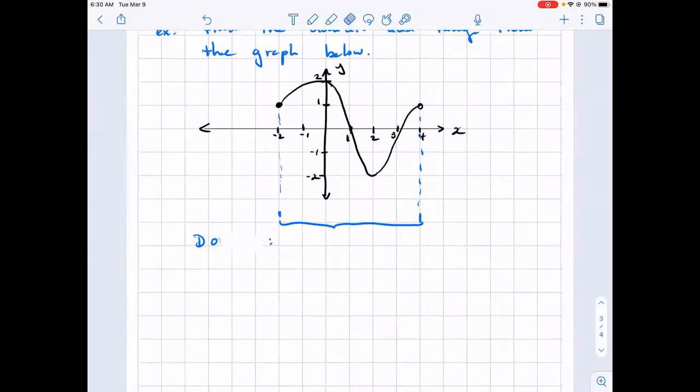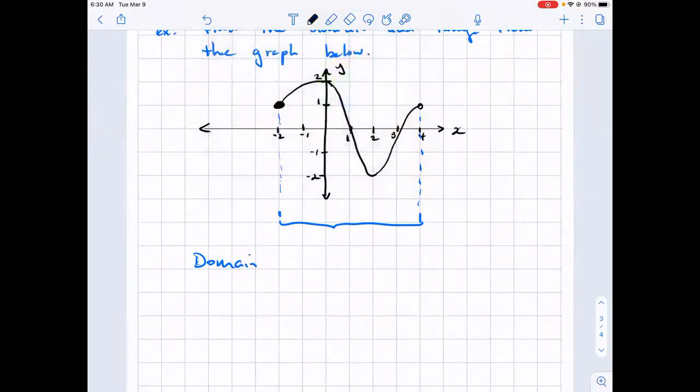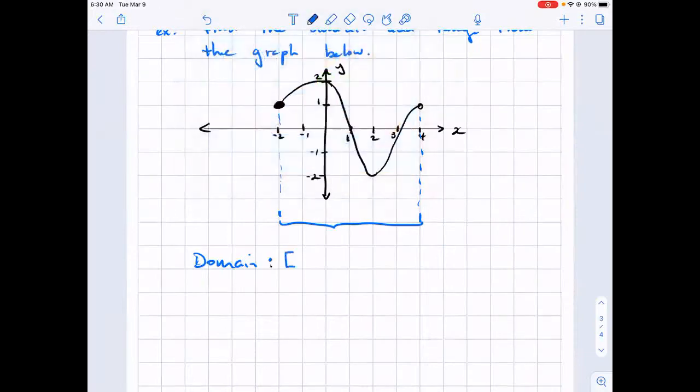So the domain here, now we have to be careful. Notice that this point here is a solid dot. So that means we have from -2, comma, all the way up to 4. But if you notice, this is an open circle. So we have 4 and we use parentheses. So when the point is not included, when we don't know what it is, we use parentheses.